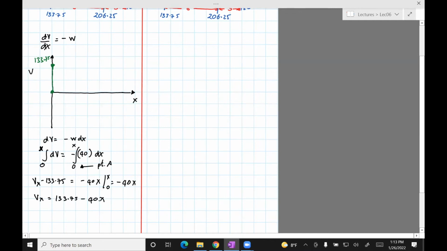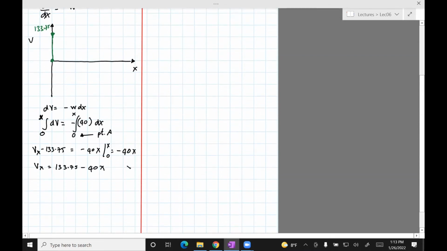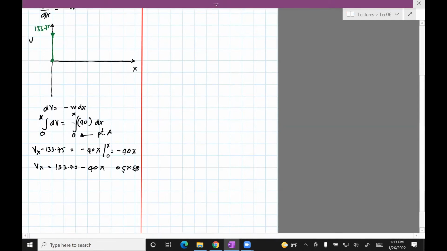Okay, so now it makes sense because if you put x equals 0, you see that the shear force is 133.75. And then we can put some other value for x and find the shear force at a different point. Remember that x only varies from 0 to 8 because that's the region which we are looking at. The load is distributed. So this equation is true for 0 to 8. Do not use it beyond 8.